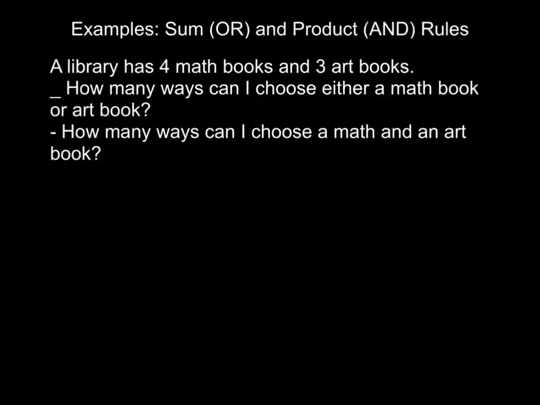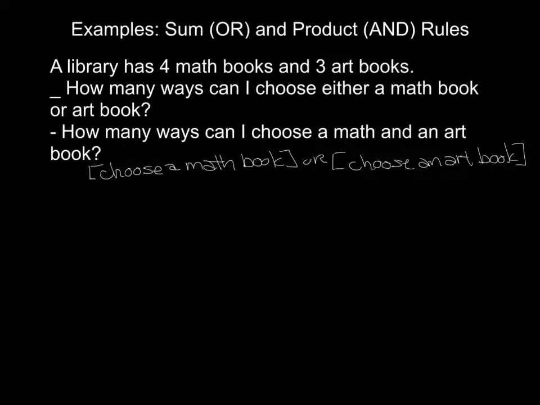So for our first example, we are going to look at a library that has 4 math books and 3 art books. Apparently, it's a very small library. Anyway, so our first question, how many ways can I choose either a math or an art book? And our second question, how many ways can I choose a math and an art book? So we'll do the first question first. How many ways can I choose either a math book or an art book?